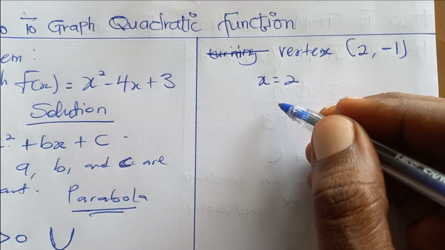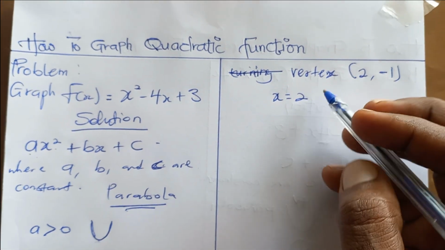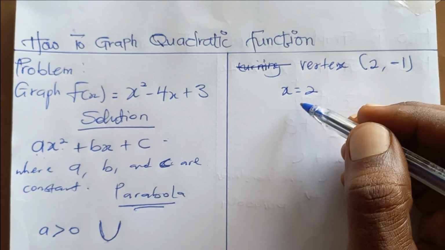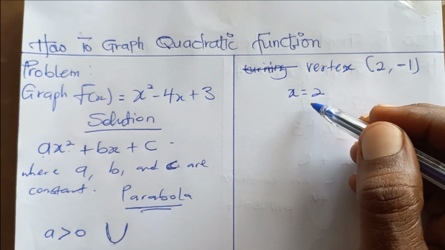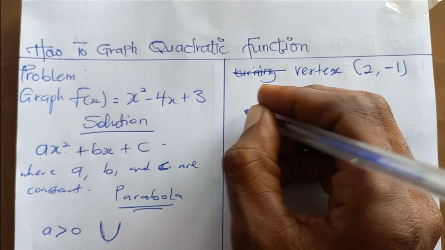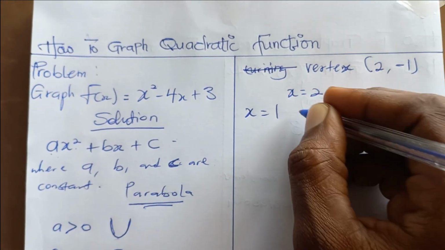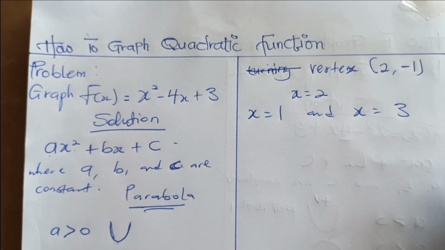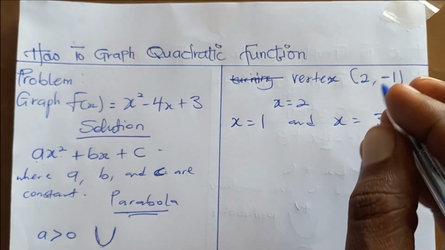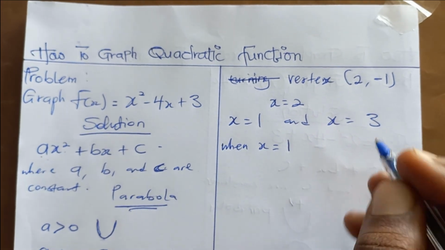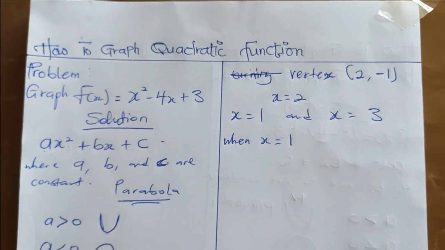Now we have to choose numbers that are in range with 2. We have to choose numbers that are in line or in range with 2. So we can use x is equal to 1 and x is equal to 3 to get the other points. So when x is equal to 1, we put it in the original equation.